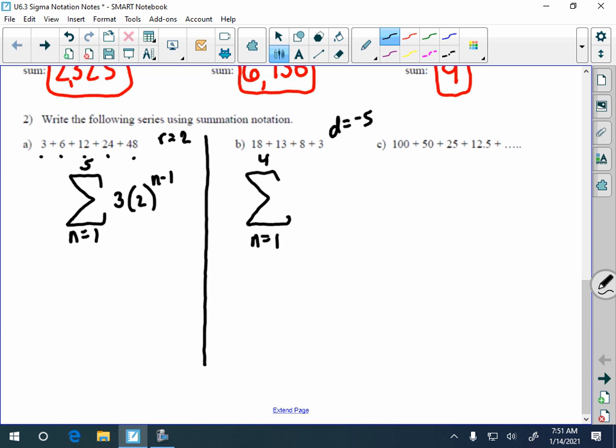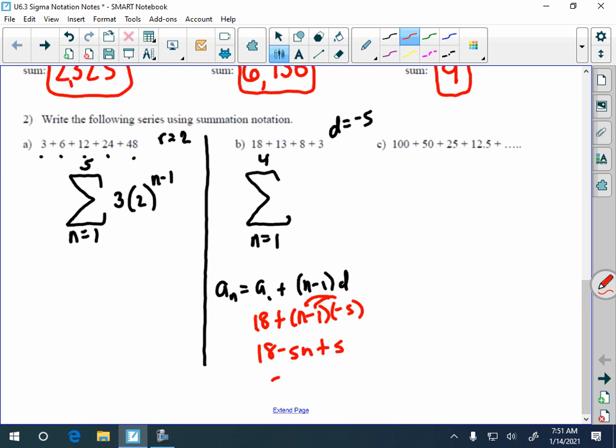All right, so if you remember our explicit formula for arithmetic that we can use, a sub n equals a1 plus n minus 1 times d, substituting the numbers in. 18 is the first term. d is negative 5. No, that's a negative, not a subtraction. So distribute, and then combine my terms. So that's negative 5n plus 23. So you don't write the a sub n equals. You just write the rule.